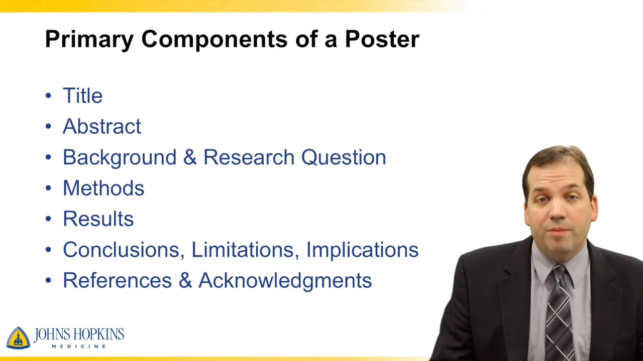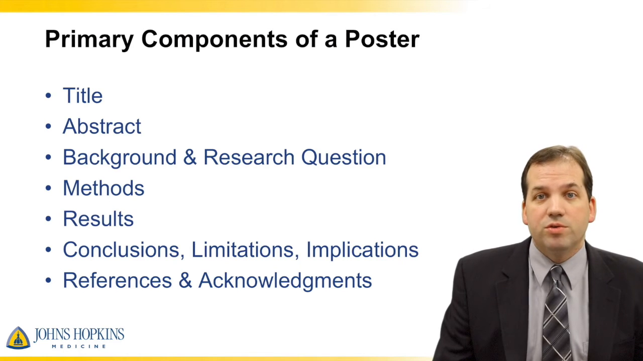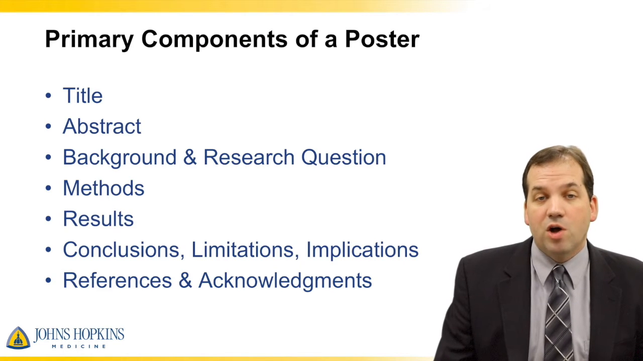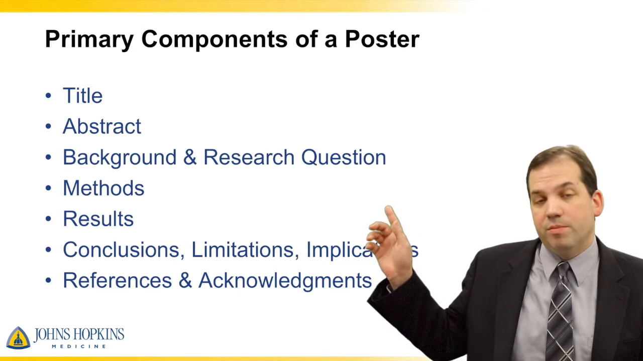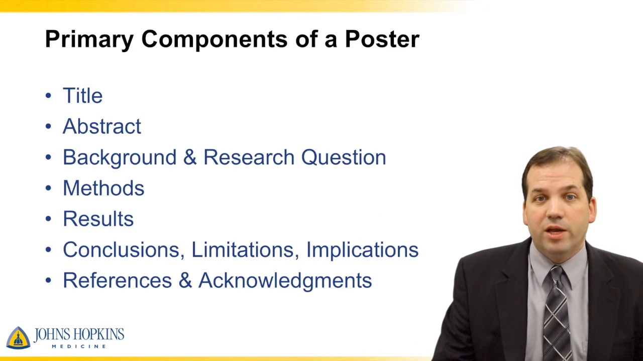Okay, so those are some common tips that we have for posters. Now I'm going to go into the format of posters. When we talk about the format, we talk about different items. You can see that these items are the same items that typically show up in your abstract as well. Those items are the title, the abstract, the background and research question, the methods, the results, the conclusions, the limitations and implications, and the references and acknowledgments.